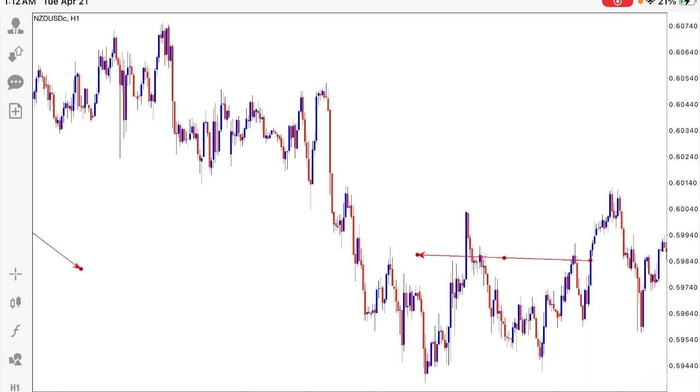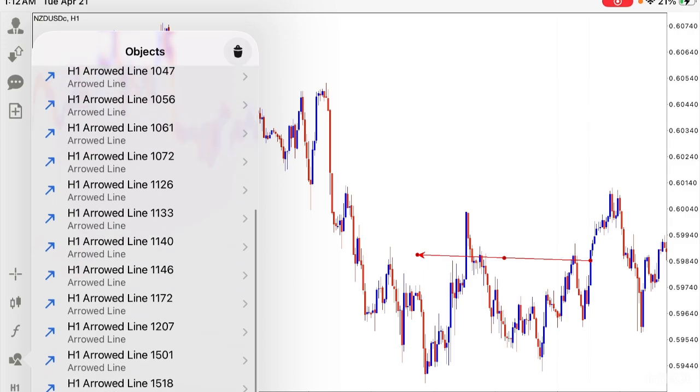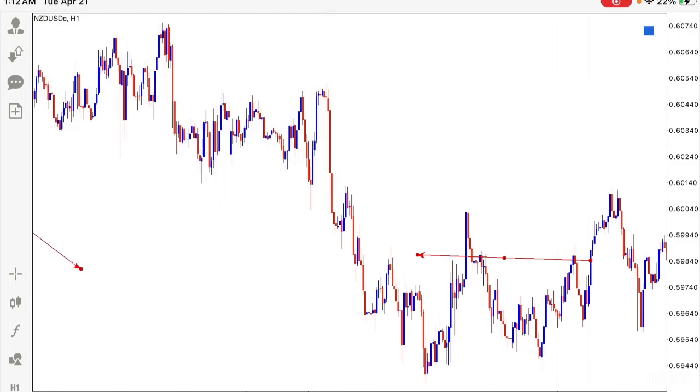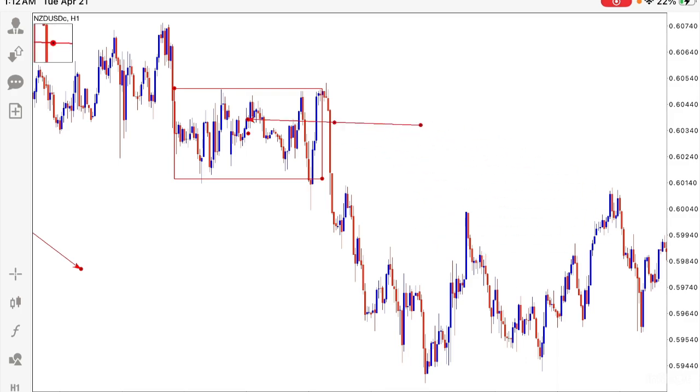Here is a ranging market. I'm going to use a square to help you identify it. This is a ranging market. A ranging market is when the market is not going bullish, it's not going bearish, it's just going zigzag, zigzag, zigzag, just heading in one direction, to the right. So this is how to identify a ranging market.